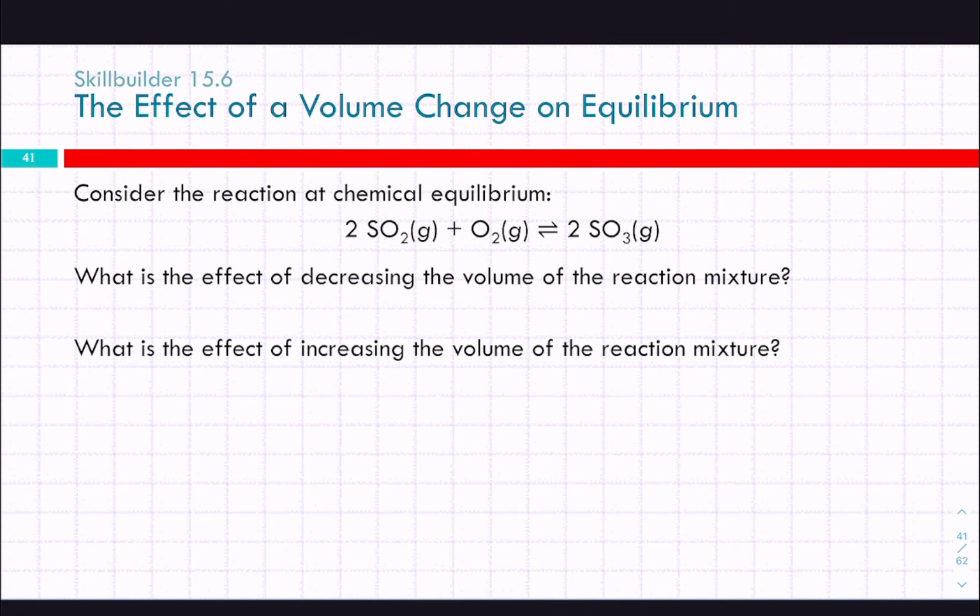All right, so if we've got this reaction at equilibrium, and we've got all gases here, so SO2 gas, oxygen, and SO3 gas, what is the effect of decreasing the volume of the reaction mixture? So it increases the pressure, right? Yep, decreasing volume increases pressure. So are you trying to ask, which direction does it shift, if any?